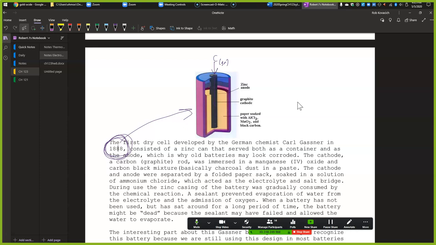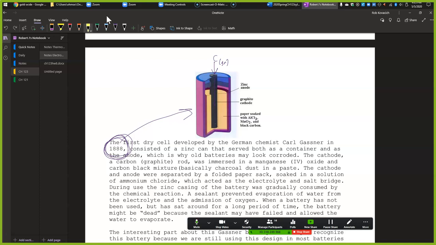So can you see that being a problem? Well, yeah, over time it would get super corroded. Well, I don't care about that, but what if I drop the battery? What could happen right here? It would crack. Break it in half, battery doesn't work anymore. Yeah. So it's not super structurally sound.